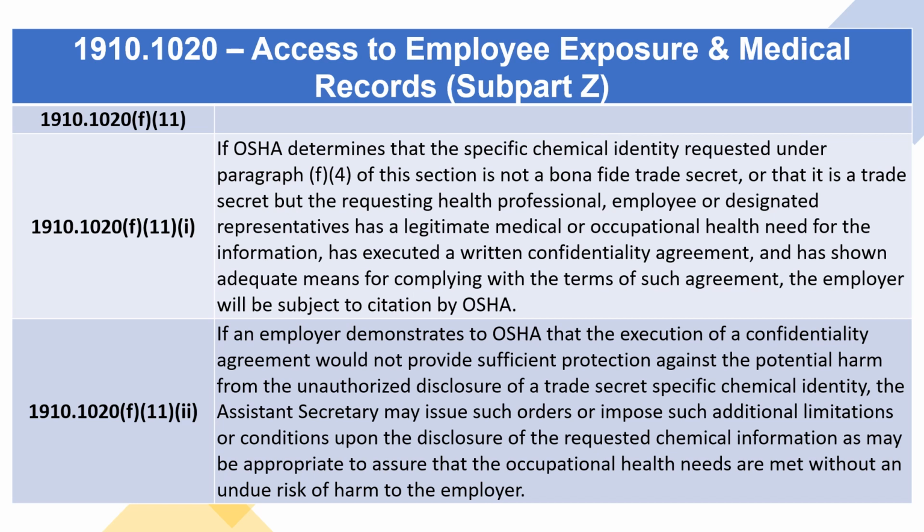1910.1020(f)(11)(ii). If an employer demonstrates to OSHA that the execution of a confidentiality agreement would not provide sufficient protection against the potential harm from the unauthorized disclosure of a trade secret specific chemical identity, the Assistant Secretary may issue such orders or impose such additional limitations or conditions upon the disclosure of the requested chemical information as may be appropriate to assure that the occupational health needs are met without an undue risk of harm to the employer.